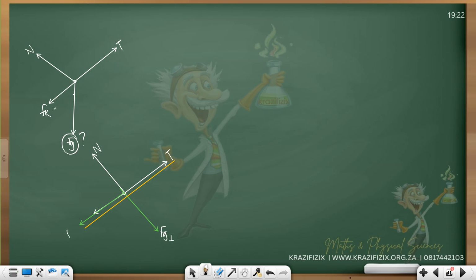Fg perpendicular, Fg parallel, and it is always, this is mg cos theta. You must remember this. I like to use alpha, while this is mg sin alpha. Guys, you are done with physics. If you can do this, you are done with physics. And this is the 1,5 kg.